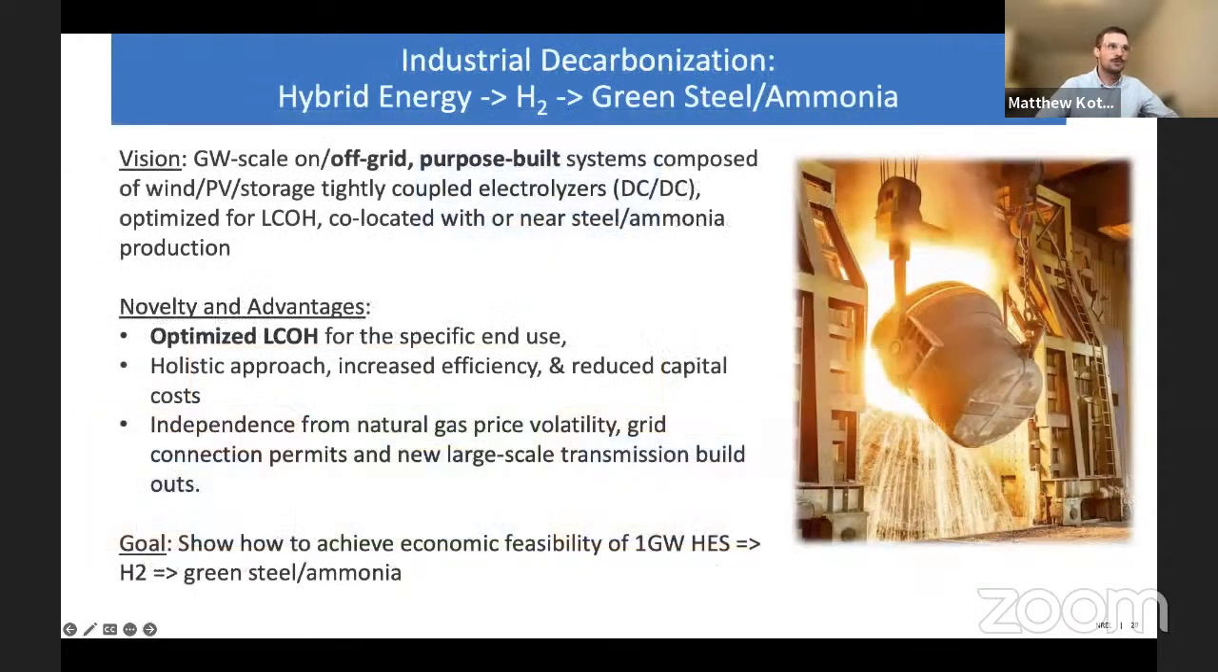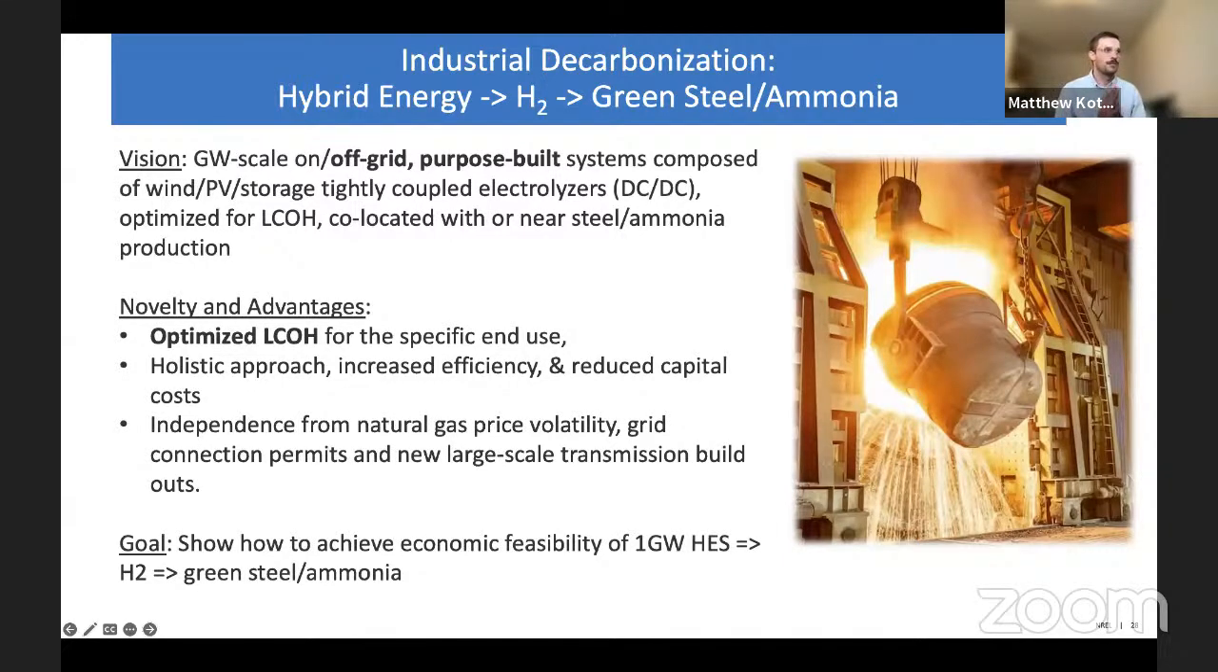Moving along with this project, we've been calling this project industrial decarbonization, green steel, green ammonia. And so the vision of this project is to look at gigawatt scale projects, on-grid, off-grid, purpose-built, and optimized for low LCOH and co-located near steel and ammonia production. So this is kind of looking at decarbonizing the steel sector.